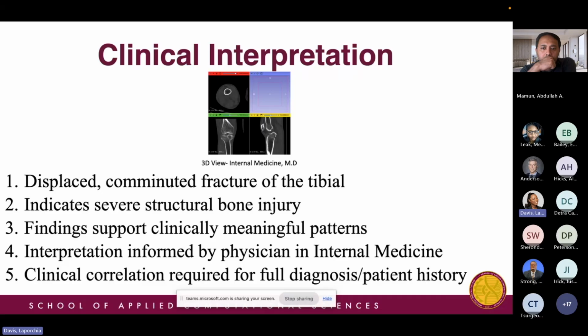I was paired with this clinician, and based off his interpretation, the scan shows a displaced tibial fracture. This indicates structural damage that supports the patterns of the predicted model. However, full diagnosis still requires clinical correlation. This physician stated that in order to fully understand what is going on with the image, he needed to know more about the patient's history.